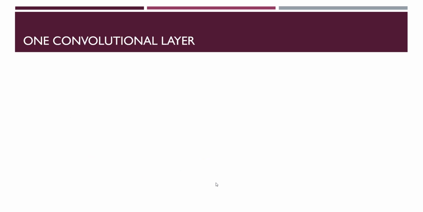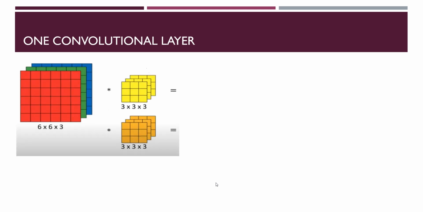Now that we have done this detailed discussion on the convolution operation as well as the convolution operation on an RGB image, let us see what exactly is one convolutional layer of a CNN. So continuing our same example, we had a 6 by 6 by 3 RGB image input, and we had two different filters, each of 3 by 3 by 3.